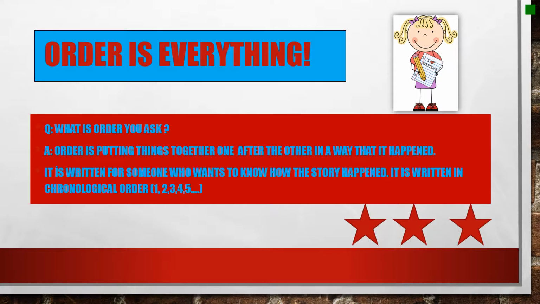Order is everything. What is order, you ask? Order is putting things together one after the other in a way that it happened. We use this in writing, okay? You have to have order. It is written for someone who wants to know how the story happened, and it is written in chronological order. Oh, what a big word. Chronological order just means what happened first, what happened second, what happened third, what happened fourth, blah, blah, blah, and onwards.